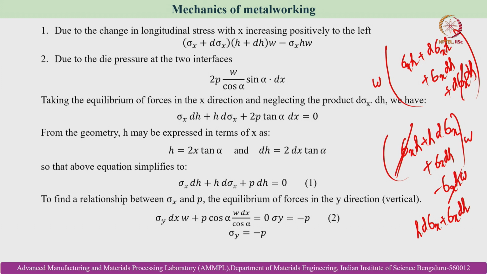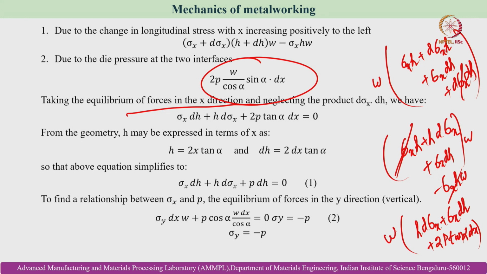And then here, because we are basically taking the equilibrium forces along the x direction, we need to add this term over here. So it is 2p tan alpha. Sin alpha by cos alpha is tan alpha, into dx, and the whole expression is multiplied by the width w. So, width w not equal to 0, hence we can equate this term to 0. That is what is done over here.